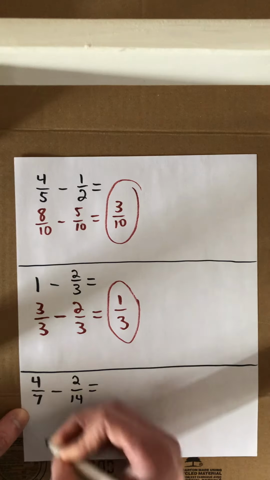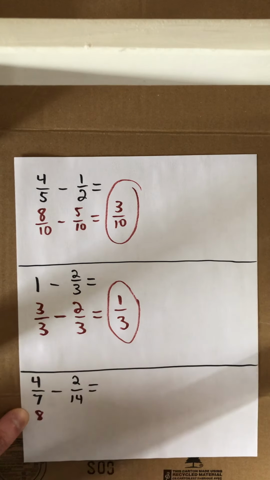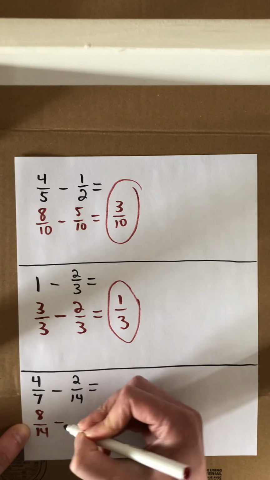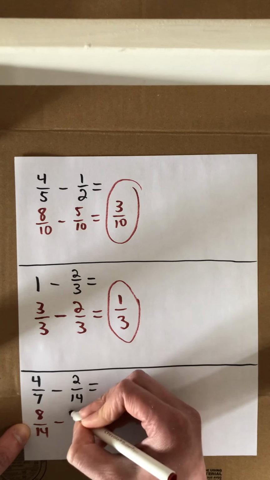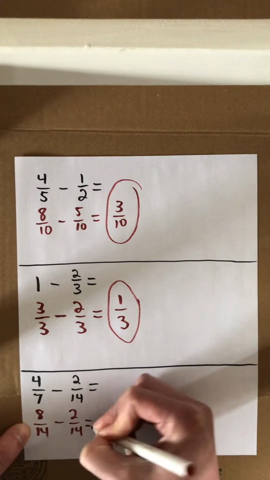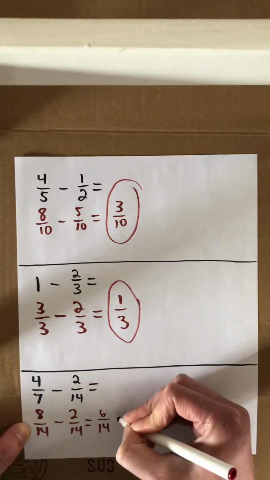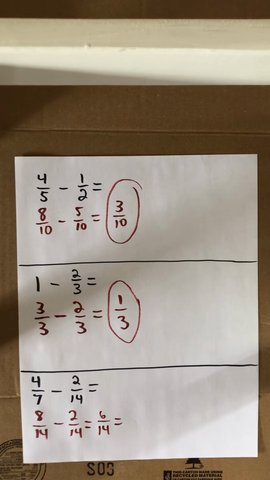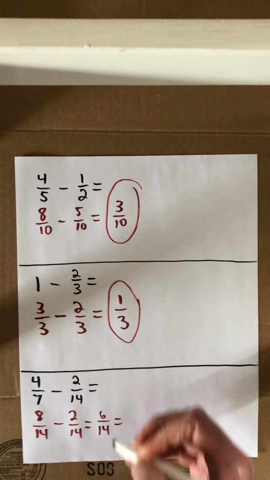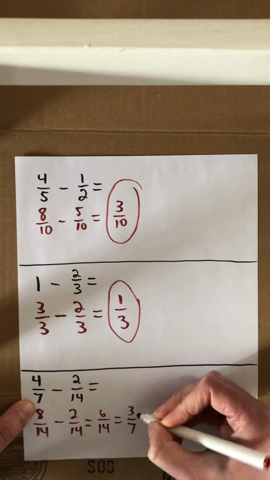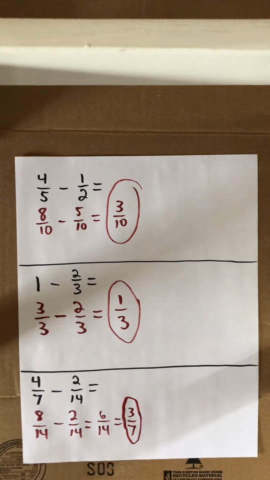So if I multiply the top of it by 2, I would have 8. If I multiply the bottom of it by 2, I would have 14. And now I can do 8 out of 14, take away 2 out of 14, which leaves me with 6 out of 14. In lowest terms, I could divide top and bottom of this by 2, so I could make it 3 out of 7. And that would be the correct answer.